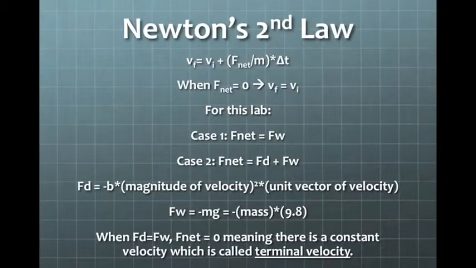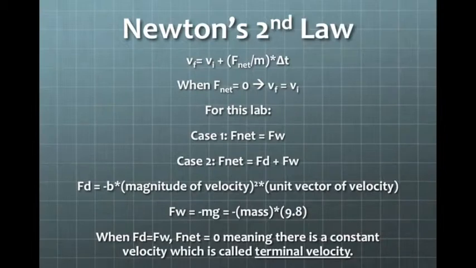The main principle used in this lab is Newton's second law, which states that acceleration is produced when a force acts on a mass. This can be written as V final equals V initial plus F net over m delta t. In lab 1, we saw when F net equals 0, V final equals V initial. Now that F net no longer equals 0, the velocity will change over time until it reaches a terminal velocity.